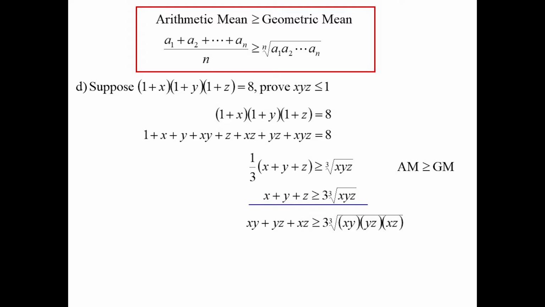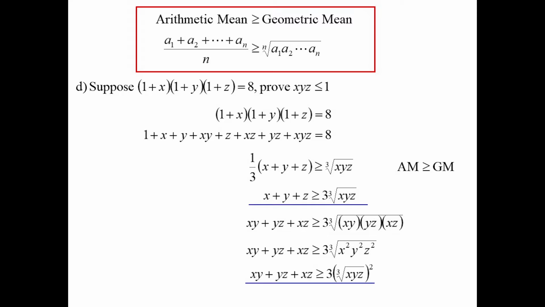All I'm saying is the sum of 3 things is always greater than or equal to 3 times the cube root of those 3 things multiplied together. And I can put anything in there for those things. So that therefore means that xy plus yz plus xz is greater than or equal to 3 times the cube root of x squared, y squared, z squared.